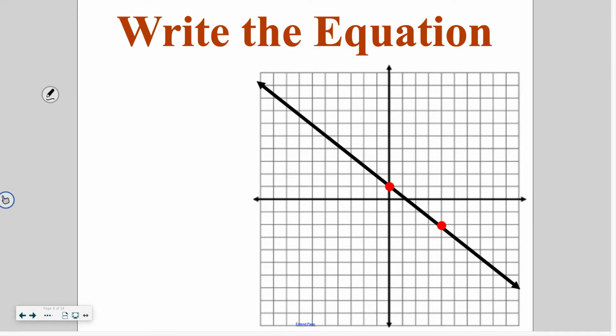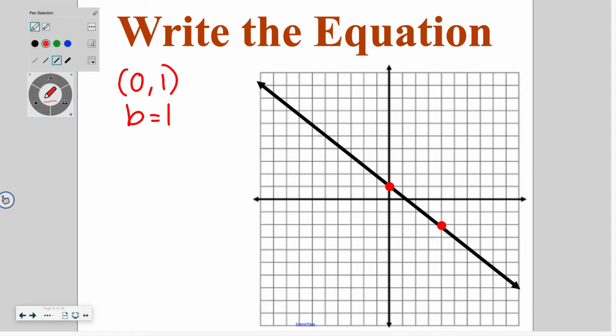Another thing that we want to be able to do is write the equation when we are given a graph. Similar to graphing, our first thing we're going to want to do is pick out our y-intercept. So in this case, our y-intercept is at 0, 1, so our b value is going to be 1.